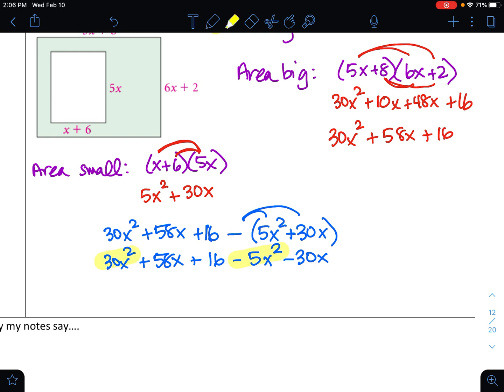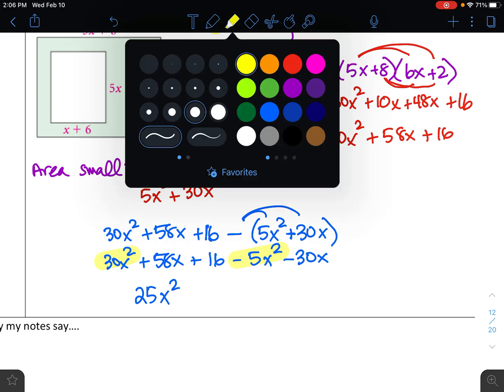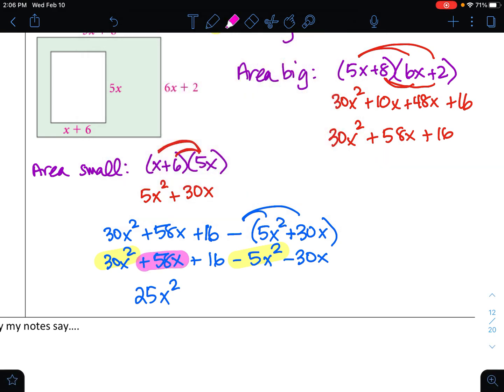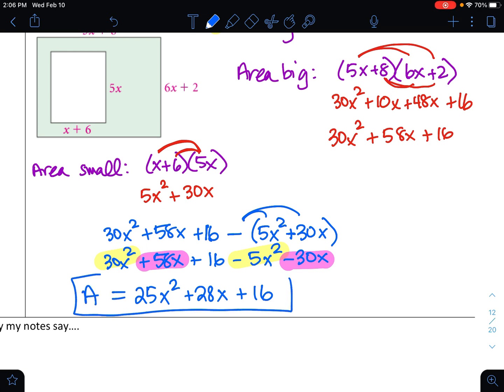Okay, now combine like terms. I see 2 sets of second power. So 30 minus 5 is 25, x squared. I also see 2 sets with x on them. So I need to do 58 minus 30. So 50, 40, 30, 20. So that would be 28. And then there is no other number without a variable, so just 16 will come down here. So the area of the shaded region is going to be this expression, 25x squared plus 28x plus 16.